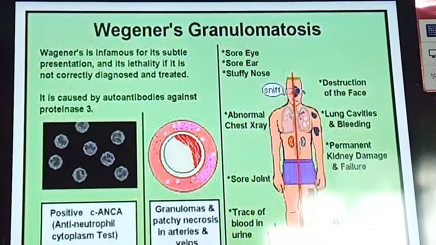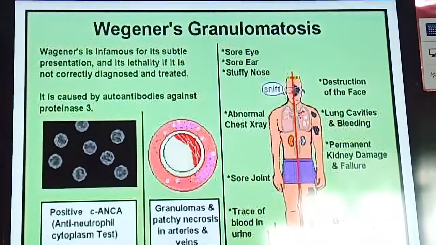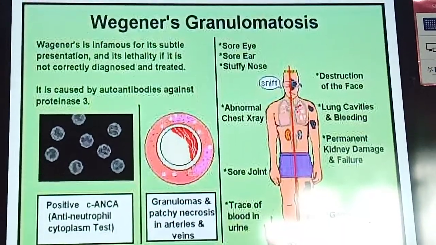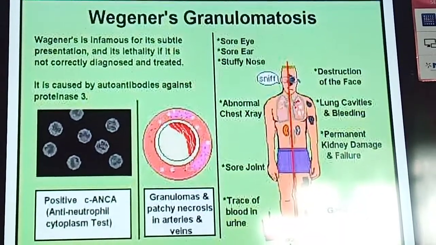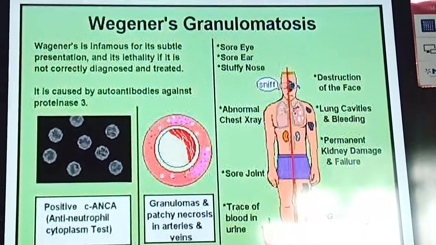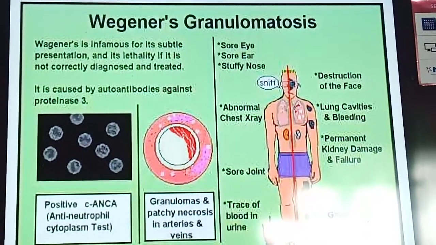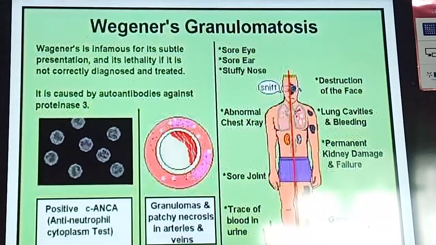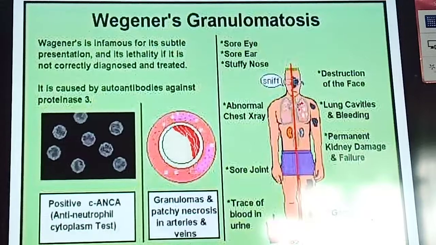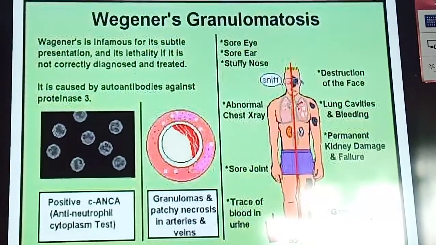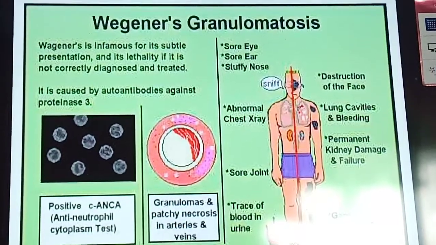So this diagram shows the different features of Wegener granulomatosis. Wegener is infamous for its subtle presentation and its lethality if it is not correctly diagnosed and treated. It is caused by autoantibody against proteinase 3. So in the diagram, there is a positive C-ANCA, or anti-neutrophilic cytoplasmic antibody test.